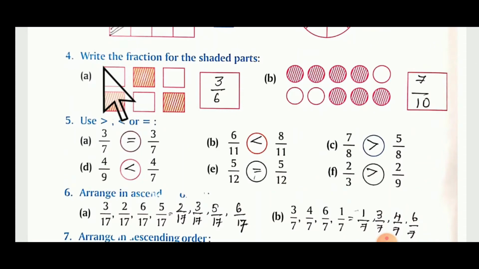Question number 4. Write the fraction for the shaded parts. So how many parts are there? 6. Out of that 3 are shaded. So we write 3 by 6. Total 10 parts are there and out of that 7 are shaded. So we write 7 by 10.